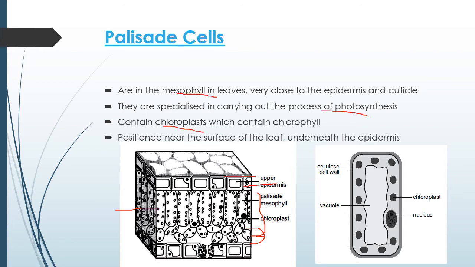1. They contain chloroplasts, which contain chlorophyll for the process of photosynthesis. When you look at this diagram, we see that the palisade cells have many chloroplasts, and you have to take note also that they have more chloroplasts than the spongy mesophyll or other cells in the leaf. That's how they are adapted, because the chlorophyll will trap the sunlight that is needed for photosynthesis to take place. And they are also positioned near the surface of the leaf and underneath the epidermis. This is important so that sunlight can easily travel without traveling a much greater distance to reach the cells. So this is how they are specialized for the process of photosynthesis.